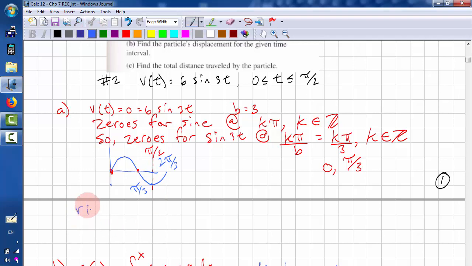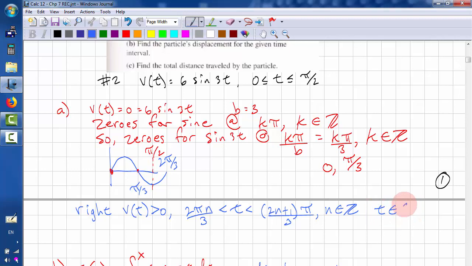Therefore, we're moving right when v of t is greater than 0. And in general, it would be 2 pi n over 3 is less than t is less than 2n plus 1 pi over 3. And instead of integers, that means we have t belonging to 0 to pi over 3.